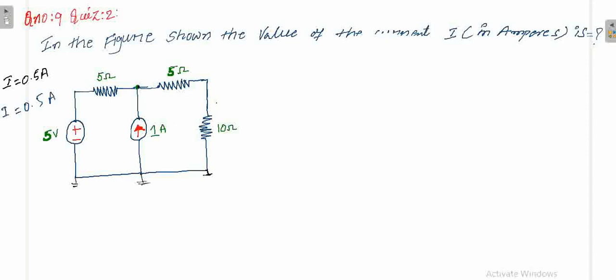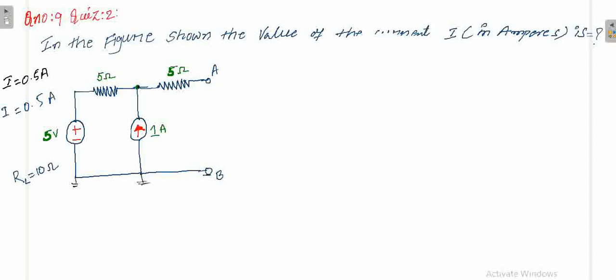So what do you have to do? First of all, according to Thevenin's theorem, you need to remove this branch and make these terminals open, and name these terminals A and B. Write that the load resistance RL is equal to that 10 ohms. That is, your 10 ohms is represented by the load resistance RL. So we have done that.